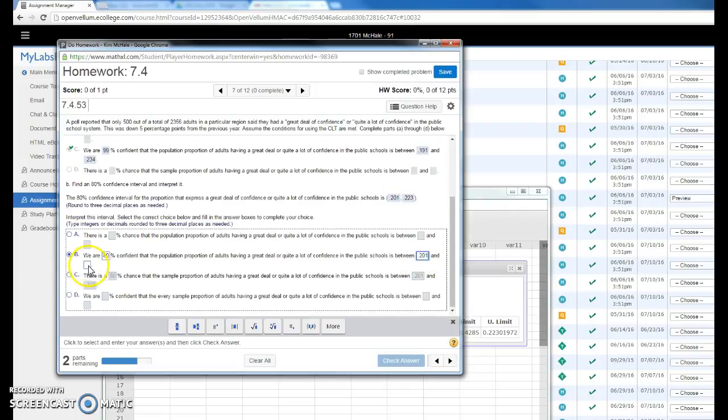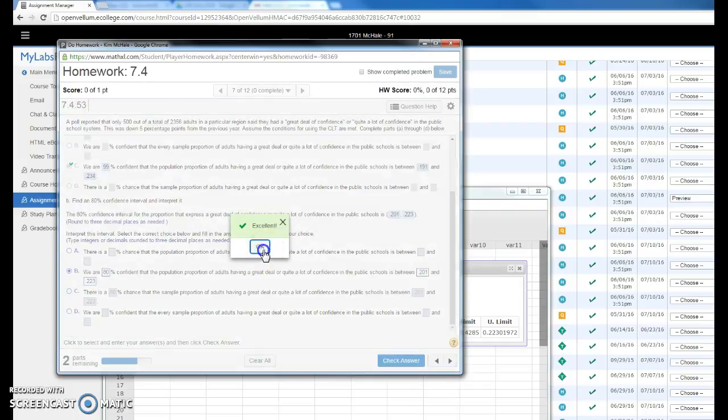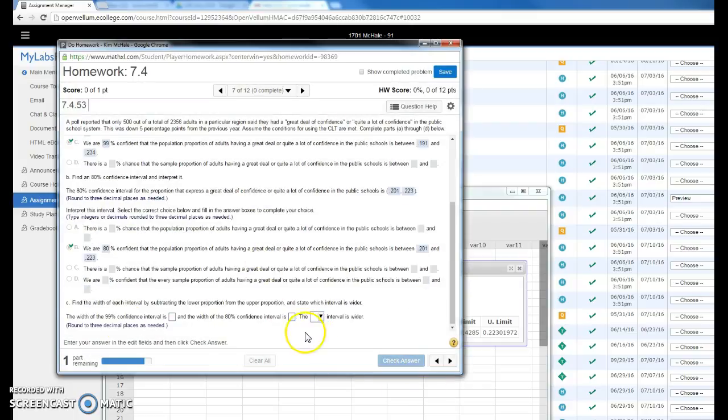We know the sample proportion's in there. That's what we use for our center. It's the population proportion that we're making the guess about. Find the width of each interval by subtracting the lower from the upper. And so here I'm going to take 0.234 minus 0.191. I think you can do it from there. If not, please let me know.